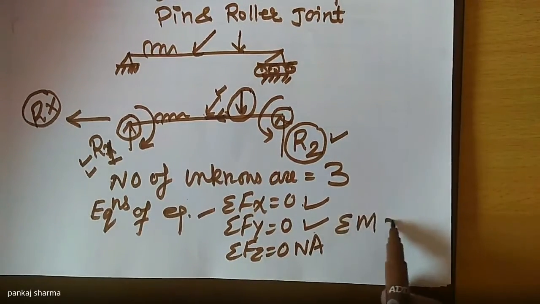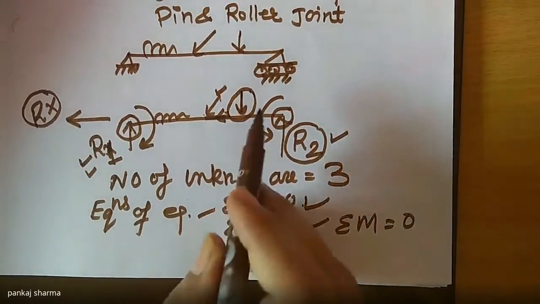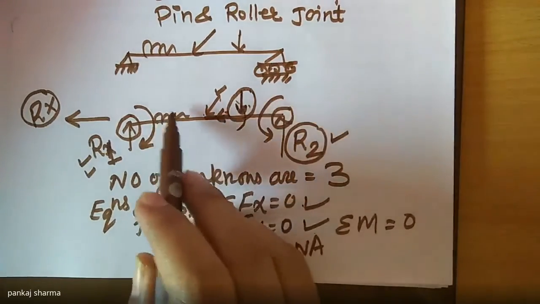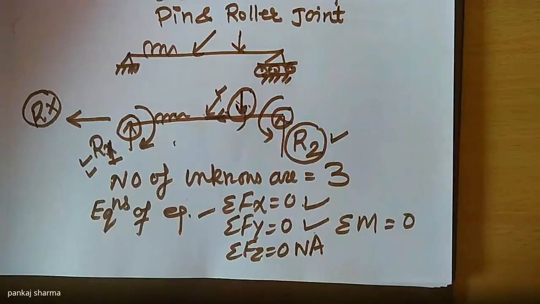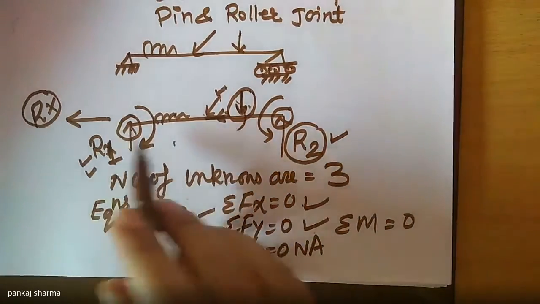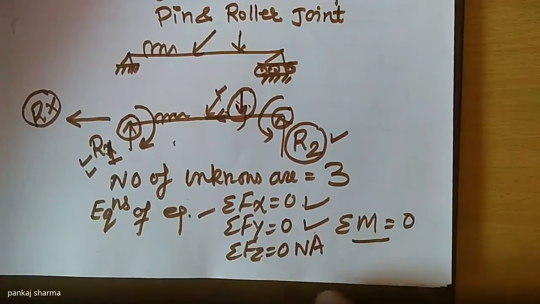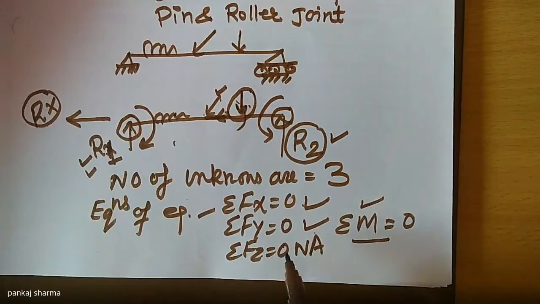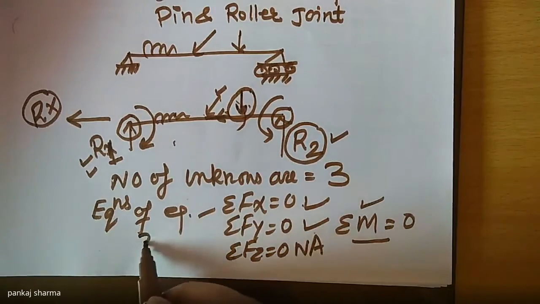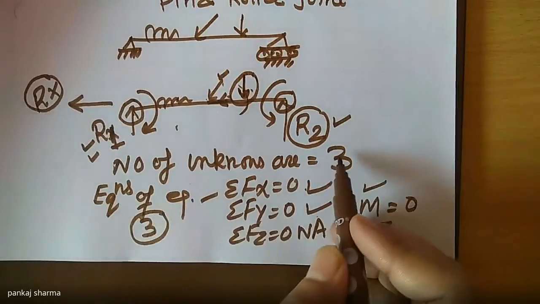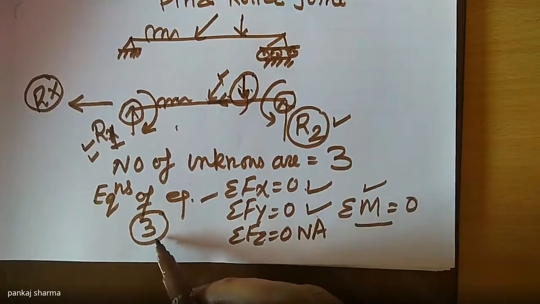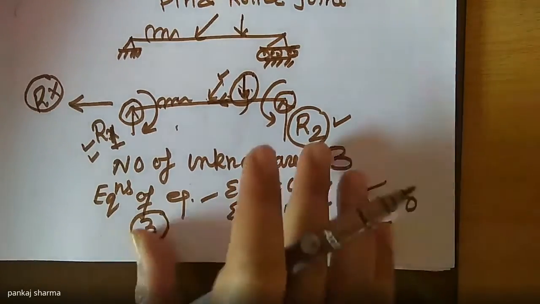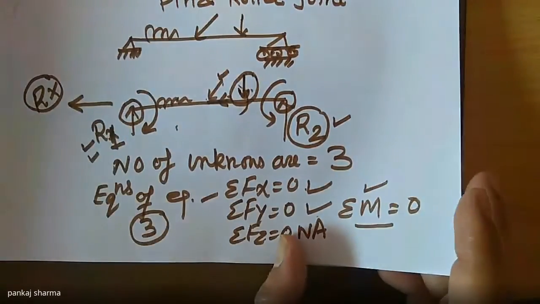Net moment equal to 0 is an applicable equation because the nature of these forces is to try to bend the beam. So just to prevent that, we have to apply net moment equal to 0. So how many equations of equilibrium do we have? Only 3. So 3 unknowns and 3 available equations, we can easily calculate the value of the unknowns. So it is also a statically determinate structure.